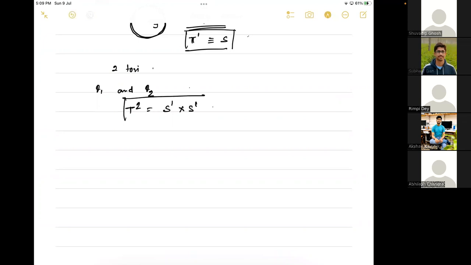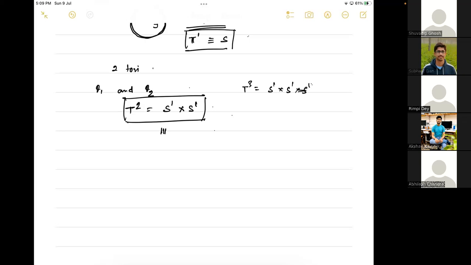That means a circle, and from each point of that circle, you have to imagine another circle. Okay, S1 times S1. Similarly, 3 tori T3 will be S1 times S1 times S1. Now, mathematically, S1 times S1 or T2 in general is not equivalent to a sphere.